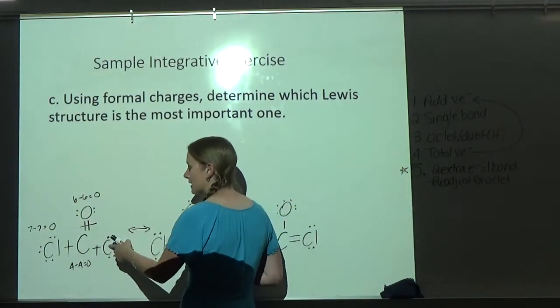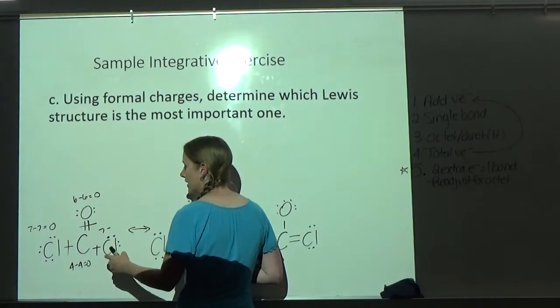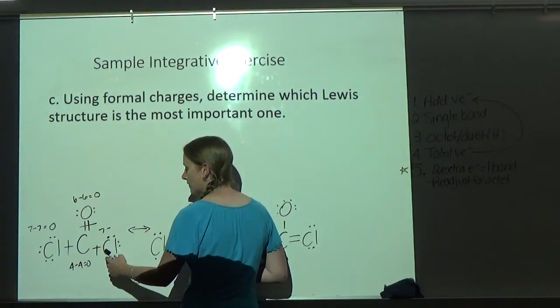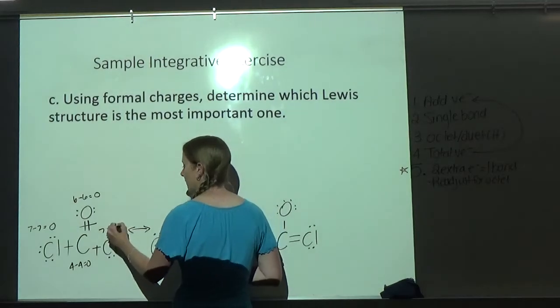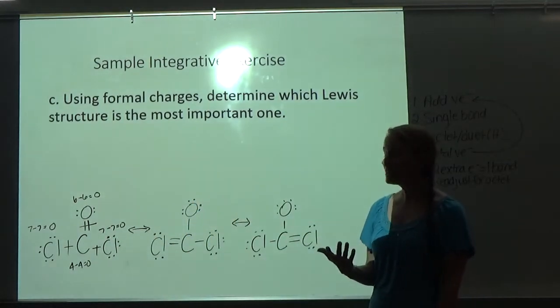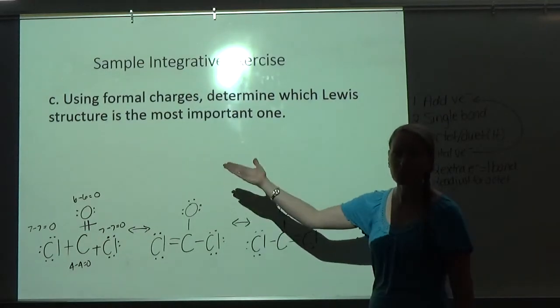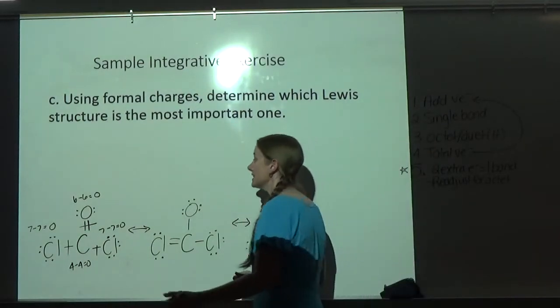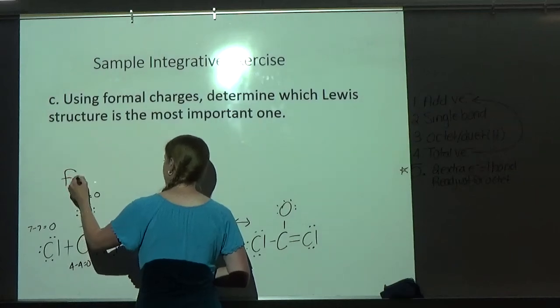And then last, chlorine has 7. I gave it 1, 2, 3, 4, 5, 6, 7 because I split my bond, so it is 0. So hopefully you can obviously already tell that because all the formal charges are 0, this is our favored one.